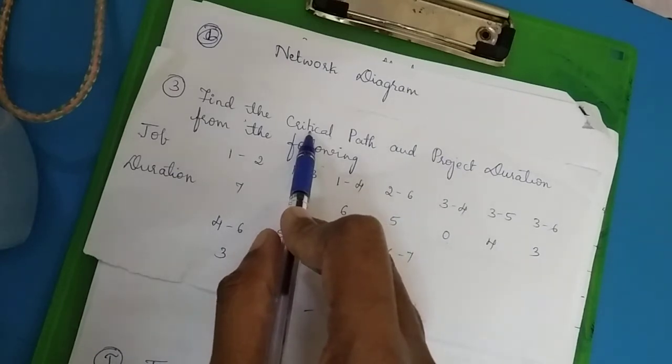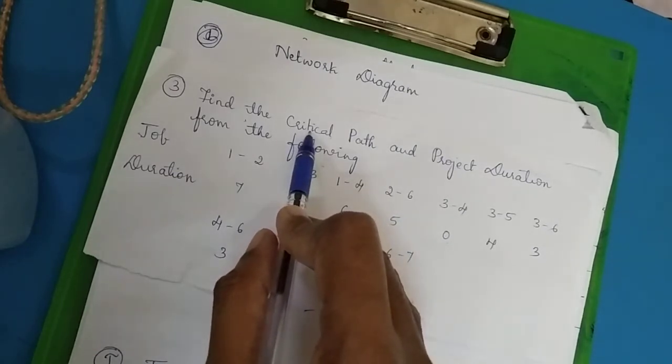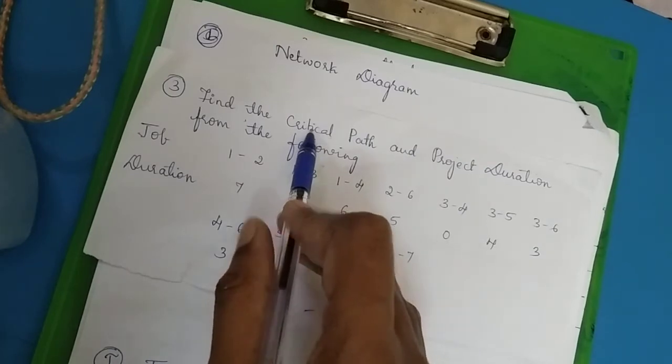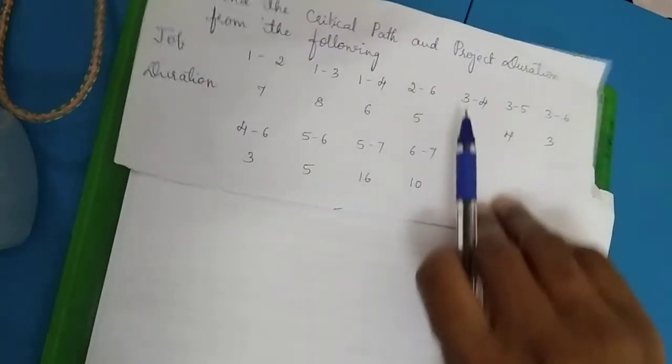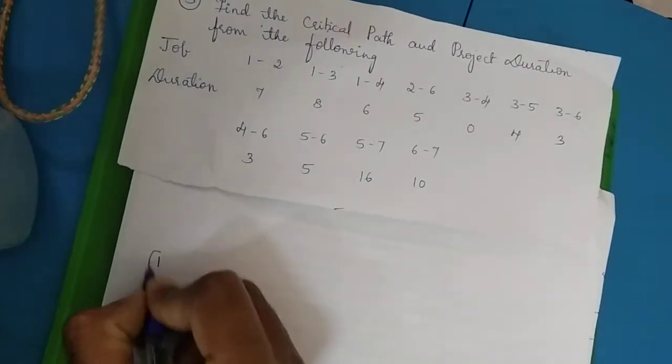One is the trial and error method. Second one is the event method, and third one is the computation of the floats. Now let us see how we can draw a network diagram here. So here this is a problem. So let us draw a network diagram.